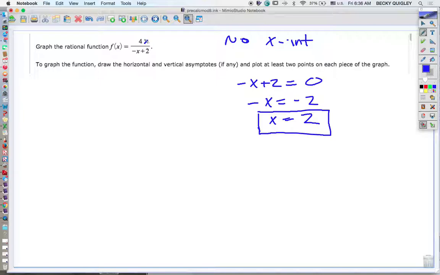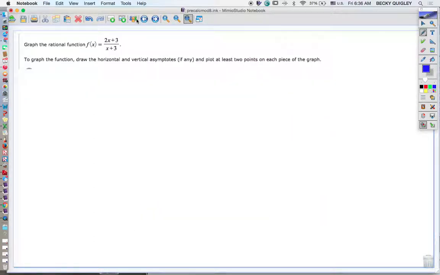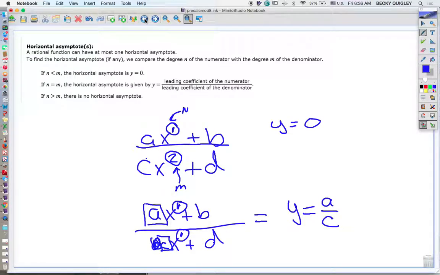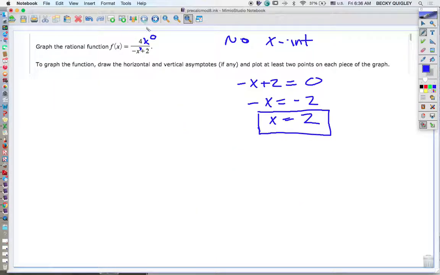So we have our degrees here. This is to the power of 0, and this is to the power of 1. So in this case, this is smaller than our denominator. So remember, if it is less than, then our horizontal asymptote is y equals 0. So then we know we have a horizontal asymptote at y equals 0.